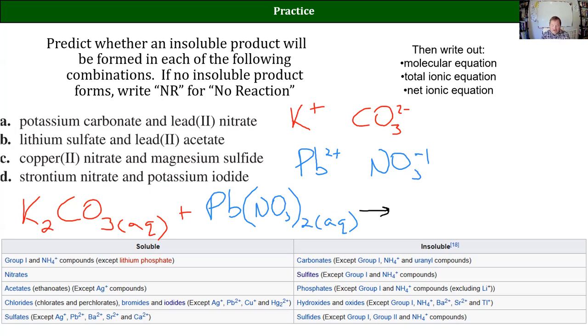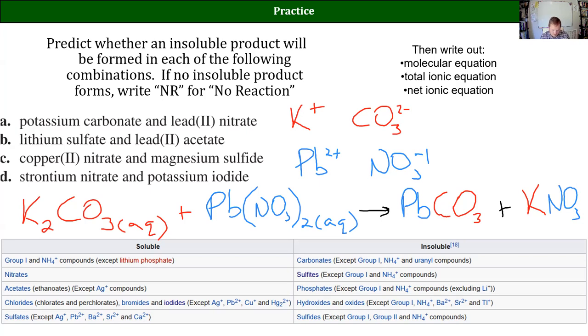If we're going to see a precipitate form, it's either going to be potassium with the nitrate or lead with the carbonate, right? Because we already know that potassium carbonate is aqueous, so it's soluble. We already know that lead nitrate is soluble. But if we look at lead 2 carbonate, or we look at potassium nitrate, we just need to see if either of these combinations is insoluble.